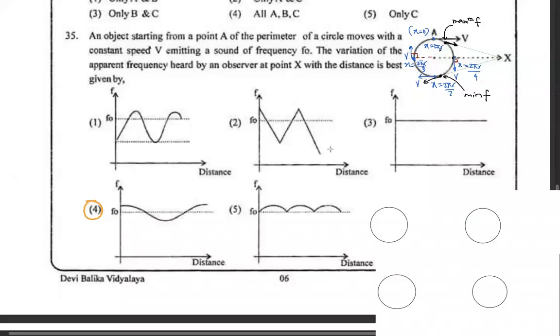So who is the observer now? Observer is at X, right? Okay, fine, sorry. Observer is at X. So people, listen to me carefully. The observer is at X.